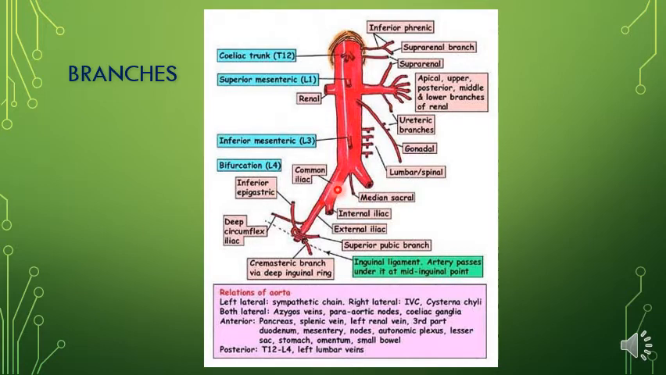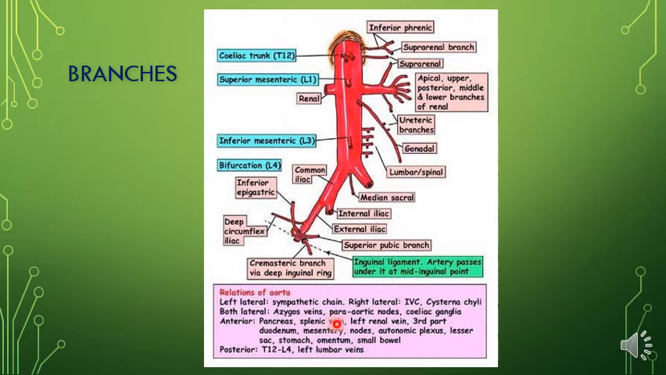And then coming to the last branches, these are the terminal branches, the right and left common iliac arteries. So in this image we can also see the relations again. On the left lateral side will be the sympathetic chain; on the right lateral side you will see the inferior vena cava and cisterna chyli; and on both sides you will see azygos veins, para-aortic nodes and celiac ganglia.